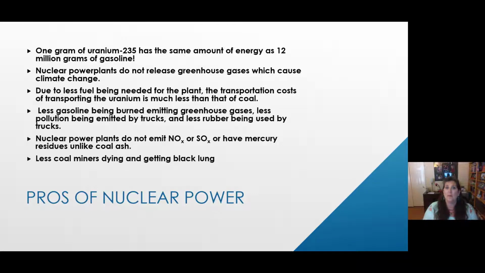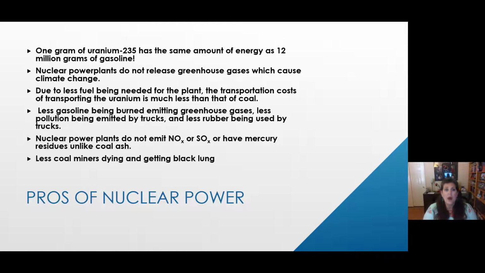So at a coal power plant, the trucks and trains are coming on a daily basis bringing the coal. A nuclear power plant, you just need to fill it up about once a year. So all of those trucks and trains that are burning gasoline or burning coal and have tires and rubber, and the trucks are on the highways to transport the coal, you don't have that for a nuclear power plant. So that's a lot less pollution being created.